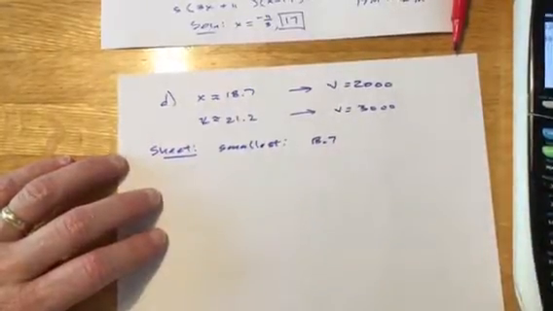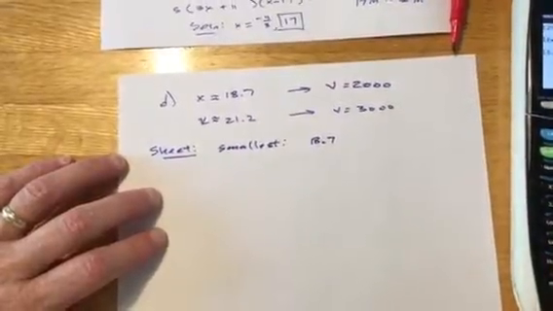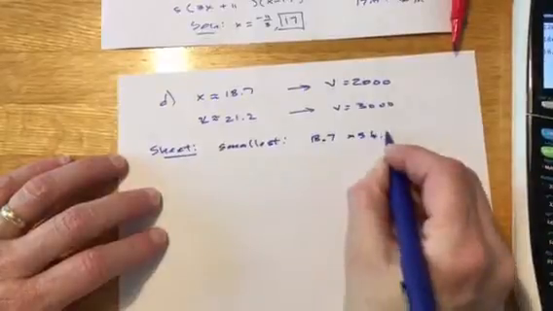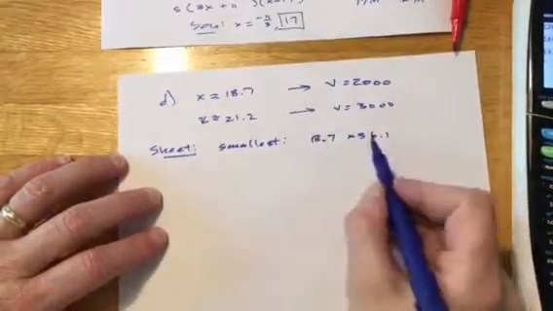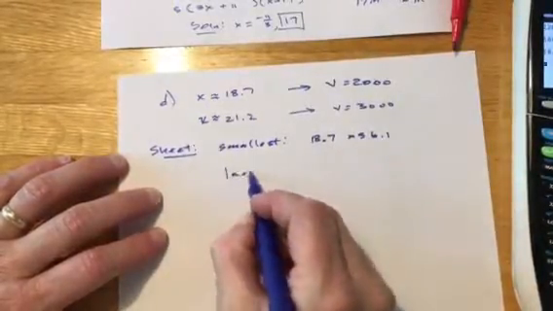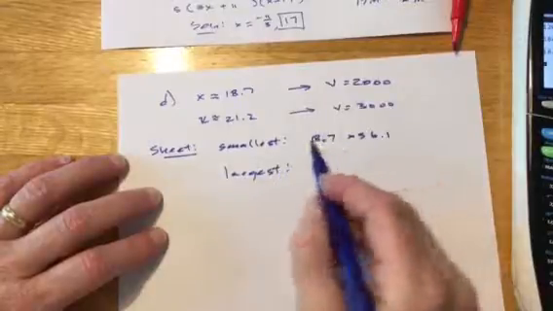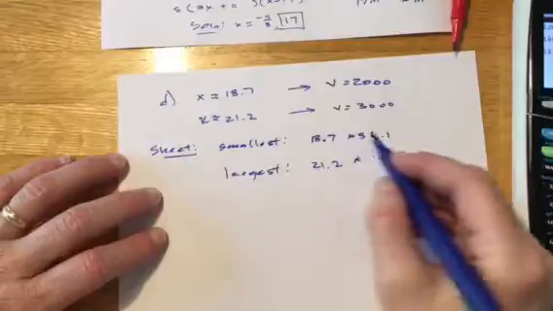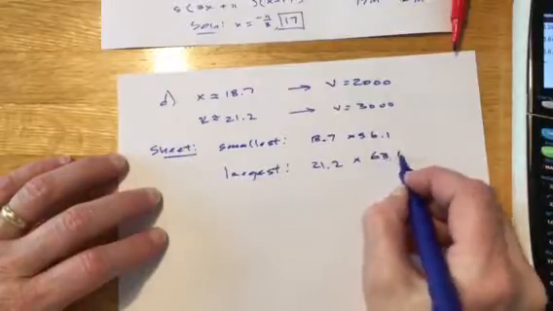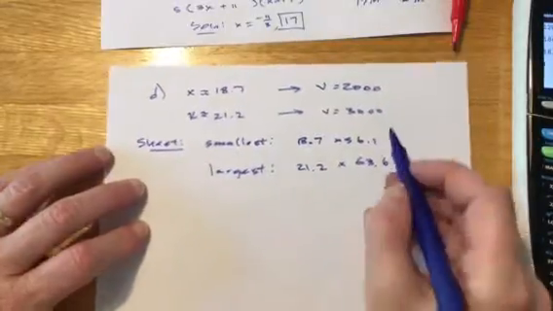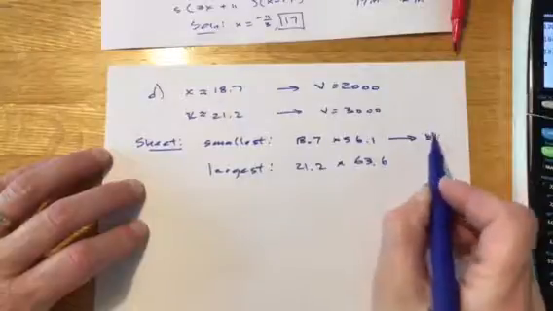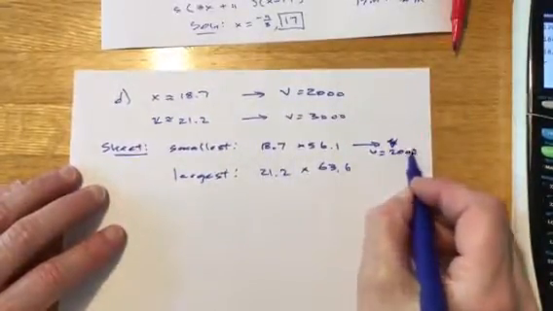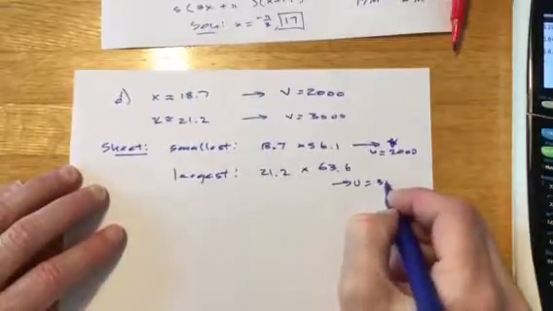Then, remember, it's 18.7 times 3, so the original sheet would have to be by 56.1. That's just 3 times. And the largest you want the sheet to be, so the volume would be 3,000, is 21.2. Again, we multiply by 3, and you get 63.6. This is the one that gives you volume equal to 2,000. And this is the one that would give you volume equal to 3,000.